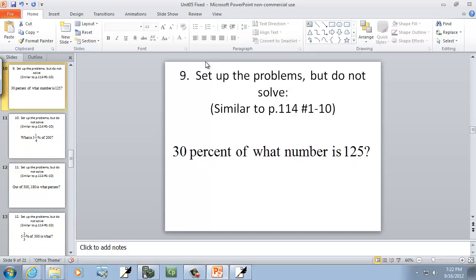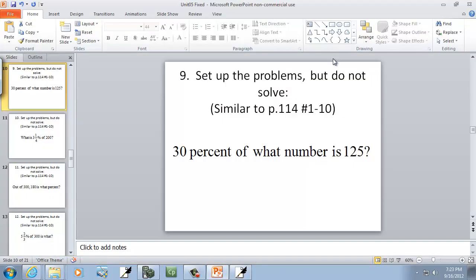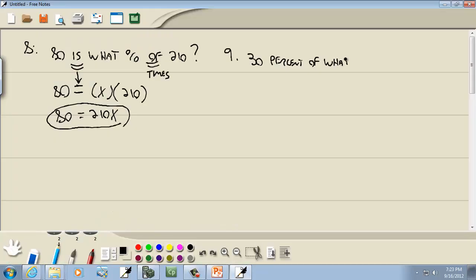Let's look at our next one. 30% of what number is 125? Well, again, where is our equals. So there's equals. And 125 is to the right of it, so I'll put 125 to the right of the equals. The of is our times, our multiplication. So this is saying 30% times what number? That would be our x.